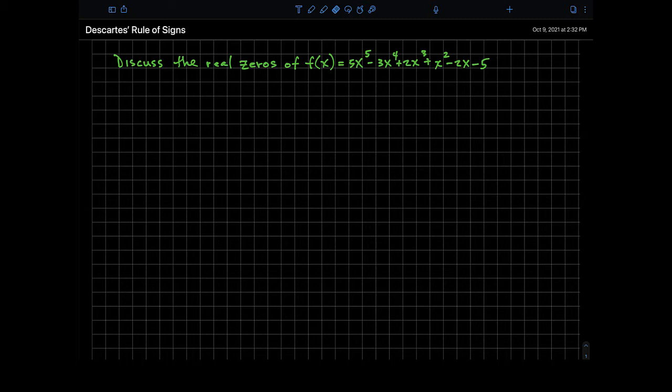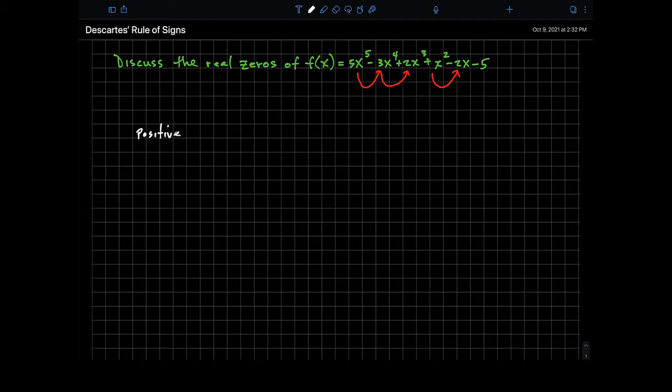So first, we take a look at the original function, and I'm going to use a red pen to show the changes. The leading coefficient of 5 has a positive sign, and then it moves over to -3. So there is a sign change that occurred here, followed by another sign change when it went from -3 to +2. Now it's moving to another positive, and then another sign change here. So if I were to document the number of sign changes, I'm going to put that into this table.